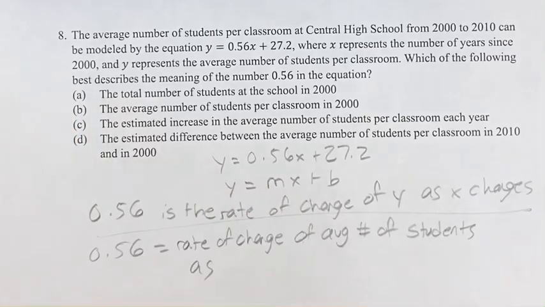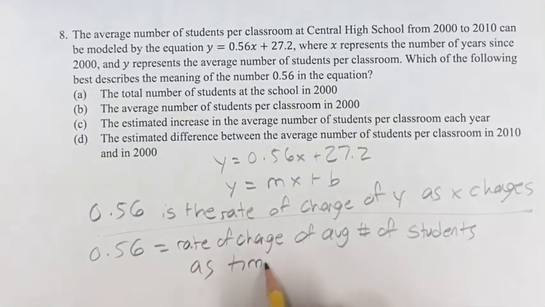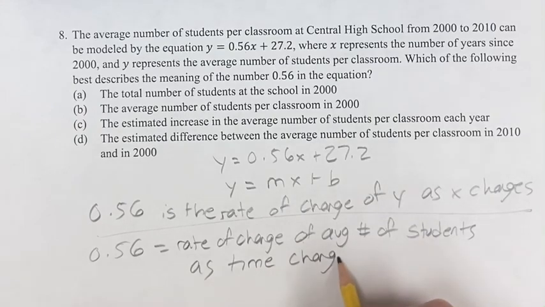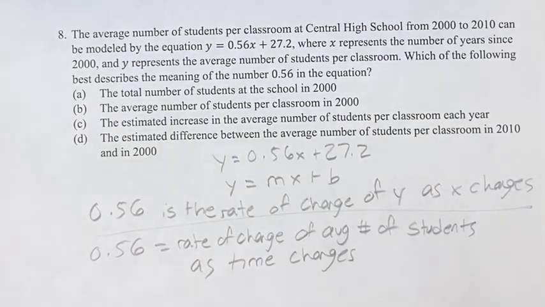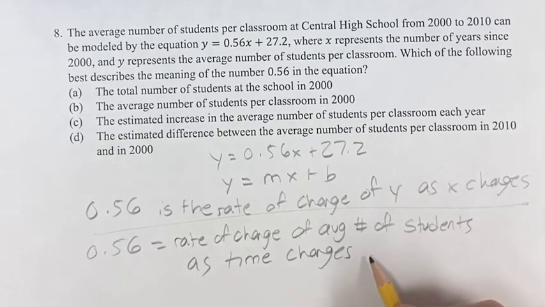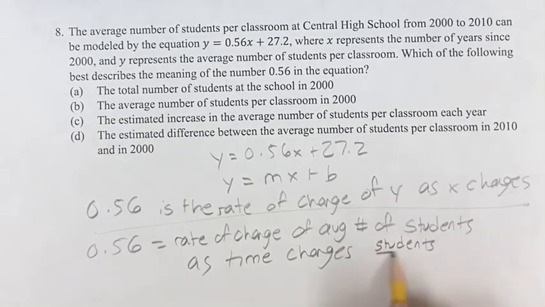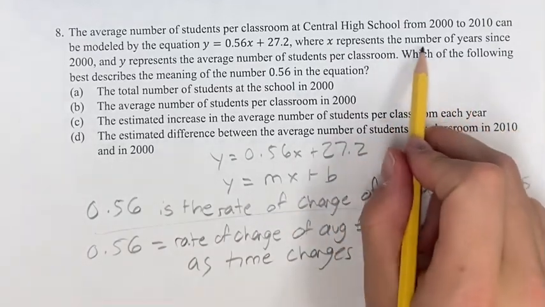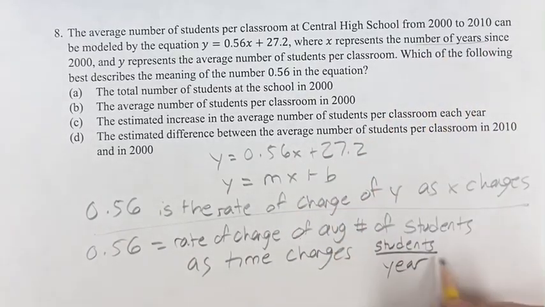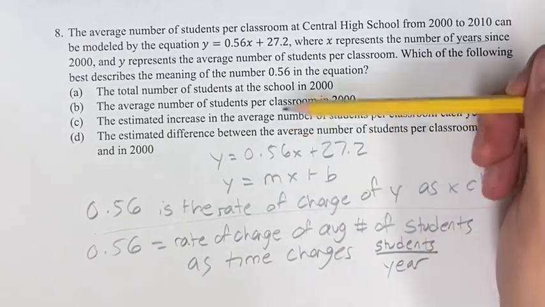x is the number of years since 2000, so as time changes, right? x is the number of years, that's just a unit of time. So 0.56 is the rate of change of the average number of students as time changes, and it's in students per year, since we're representing number of years. So, which of these answers lines up with it?